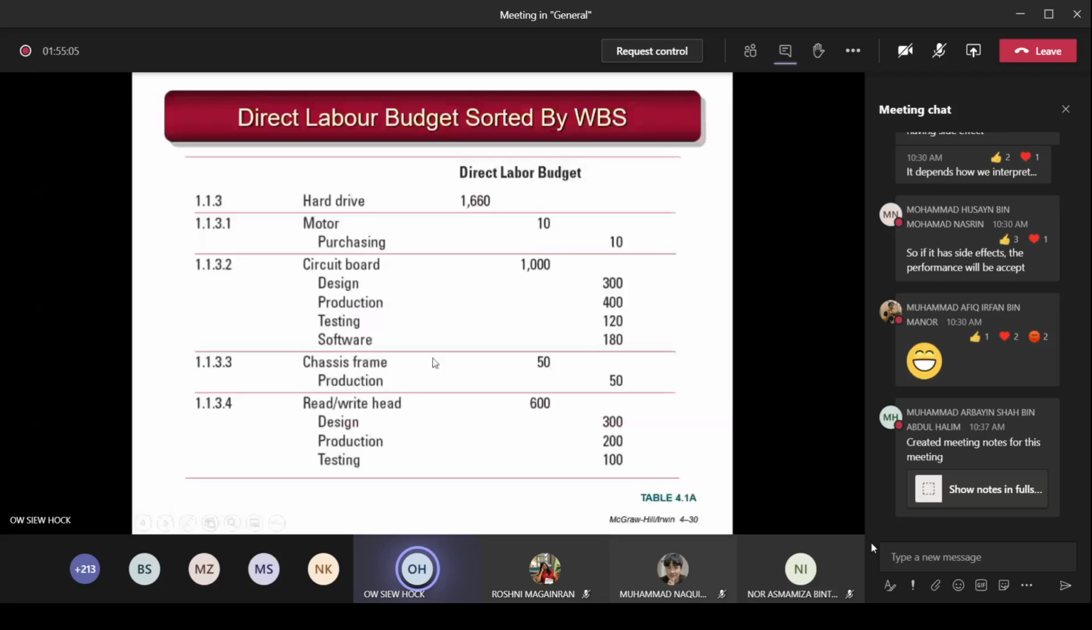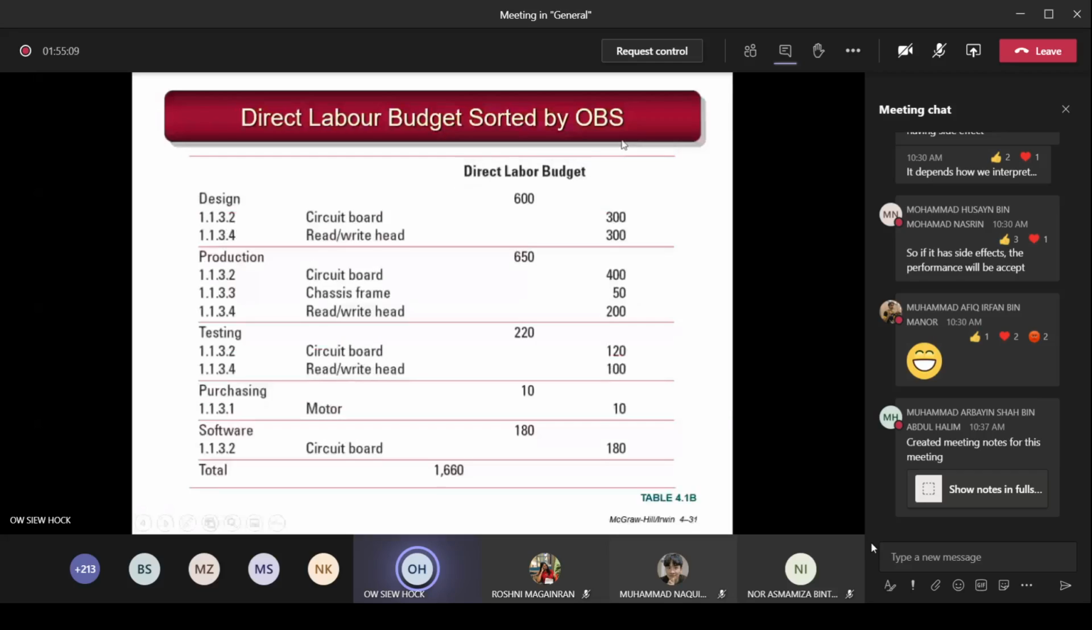Okay. Another format you can produce is sorted by OBS. You put the department first, the unit first. This is the design unit. This is the production unit, testing unit, purchasing, software unit. And the design unit is in charge of what? In charge of the circuit board, read write head. And this one, of course, is according to the organization breakdown.